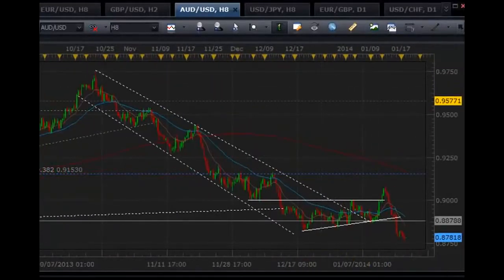I prefer to look at it on an 8-hour chart here. But the Aussie dollar made that very substantial break to the downside of this congestion pattern, below 89, and we've slipped to fresh 3-year lows.